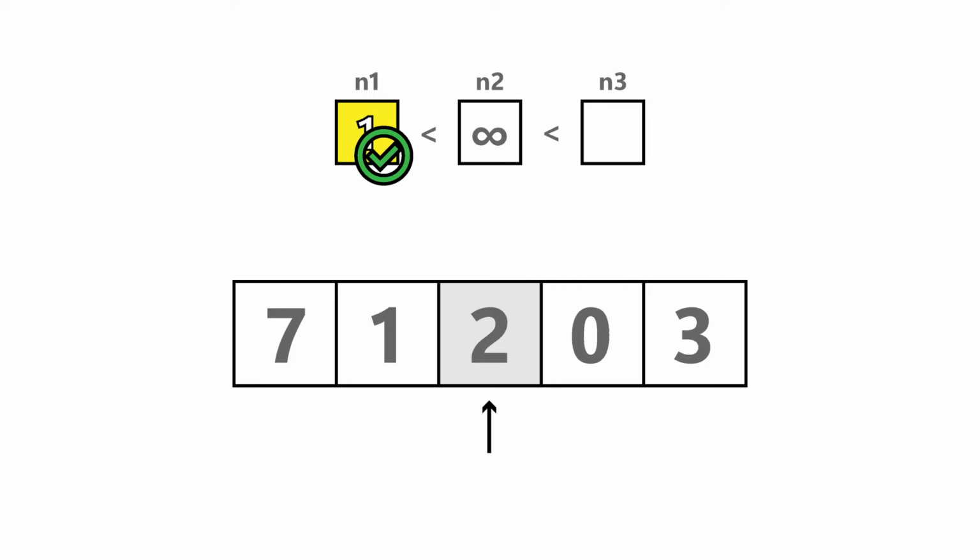2 is not less than or equal to the current n1. Therefore we have found a number greater than n1, which can be assigned to n2. We have found n2 as well. Now the only thing we need is n3, which is a number greater than n2. As soon as we find one, we will return true.